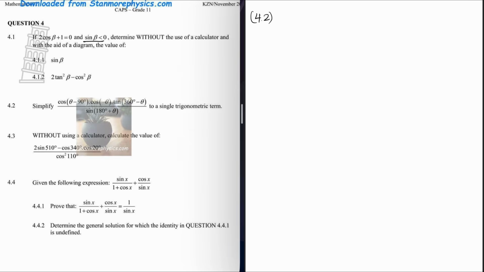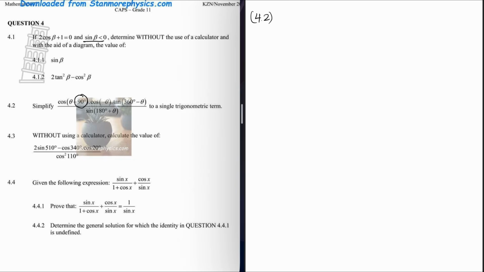Okay, so cos of theta minus 90. Now because there is a 90 here, it gives me a clue that I need to change it to its co-function. So in other words, cos becomes sine, and if it was sine, it would change to cos. So cos of theta minus 90 simplifies as sine theta. Actually, we can go through it a bit more in detail.